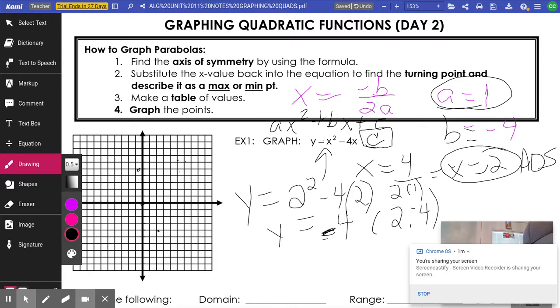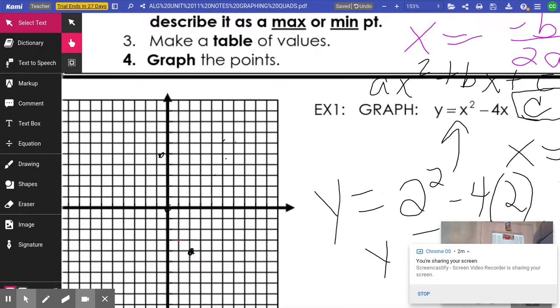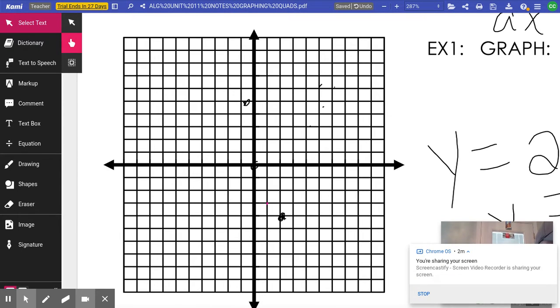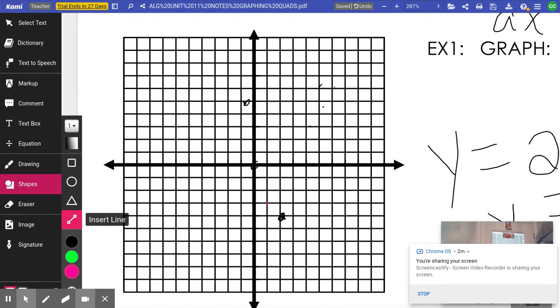So I'm going to put 2, -4, which is here. Make sure I have 2, -4. Then I'm going to zoom in on this and make sure that I also have a line down the middle for my axis of symmetry, which is x equals 2. And then I'm going to get some other points.